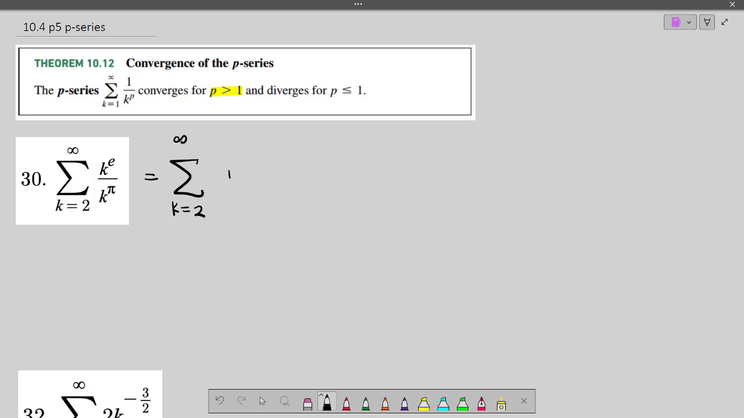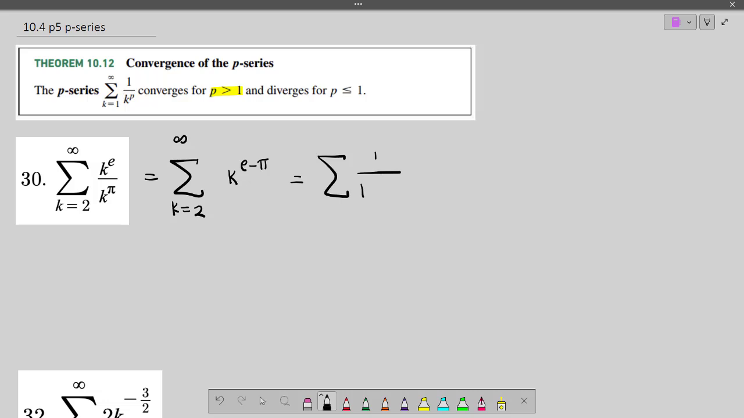Well, the first thing I notice is that k is the base for both of these. So this is k to the e minus pi if we put it in the numerator. Upper exponent minus lower exponent. Still not in the form of a p-series. A p-series is 1 over k to the p. So we want to push this exponent into the denominator.